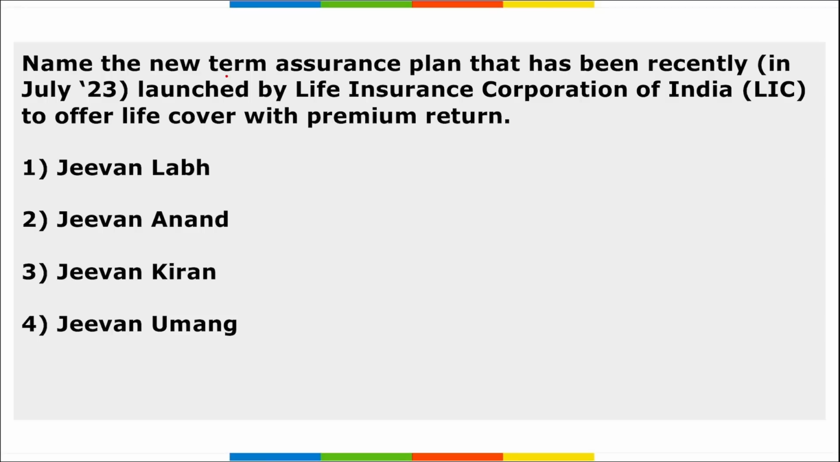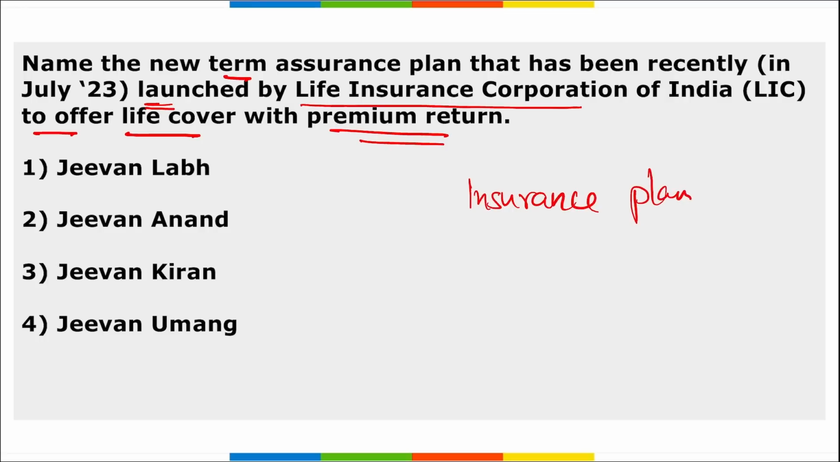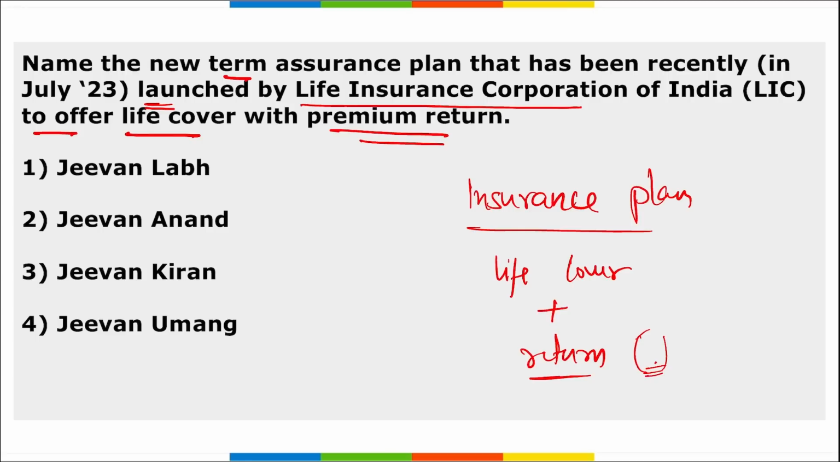Next, name the new term assurance plan that has recently been launched by LIC of India to offer life cover with premium return. So this is an insurance plan, correct? And it offers two things, life cover as well as a return is also provided here, correct? So basically we can say insurance plus life cover is also being provided here. So which is the plan? What is the name of it? It is Jeevan Kiran, right?